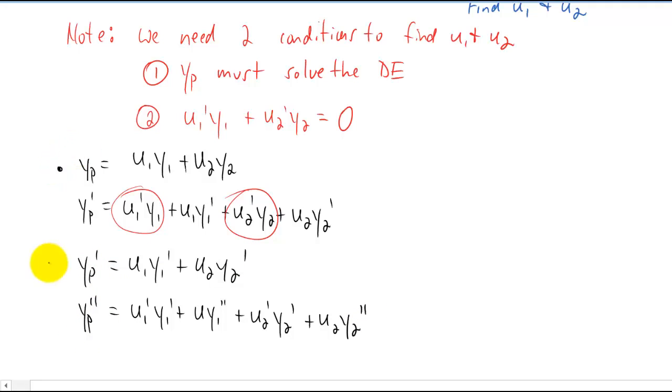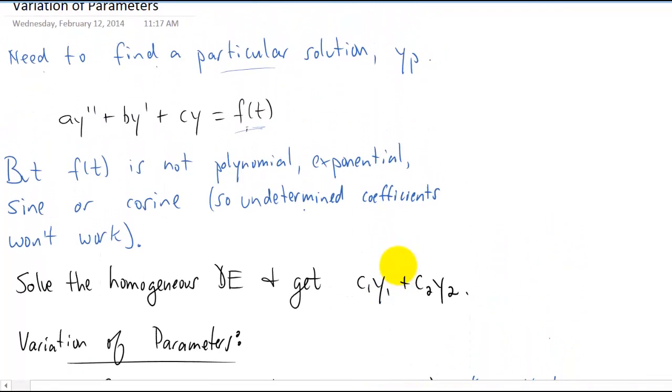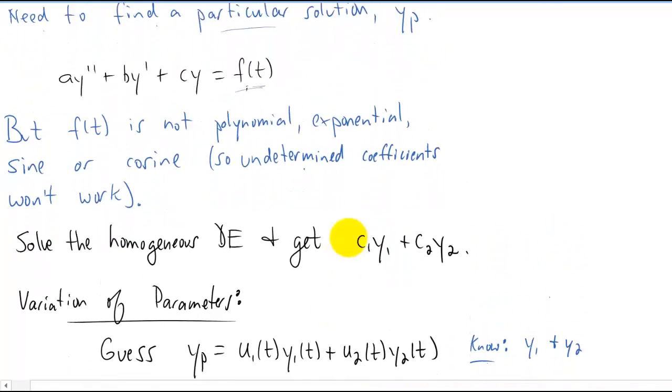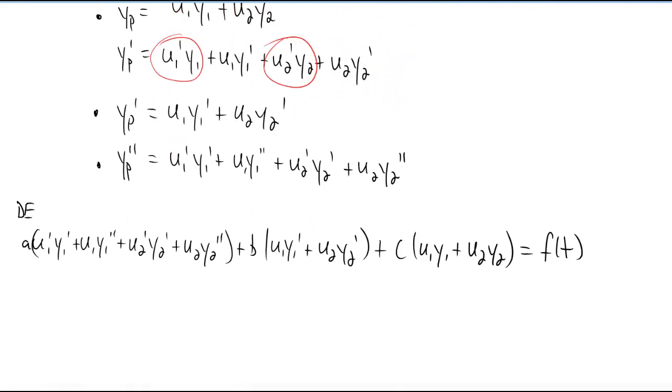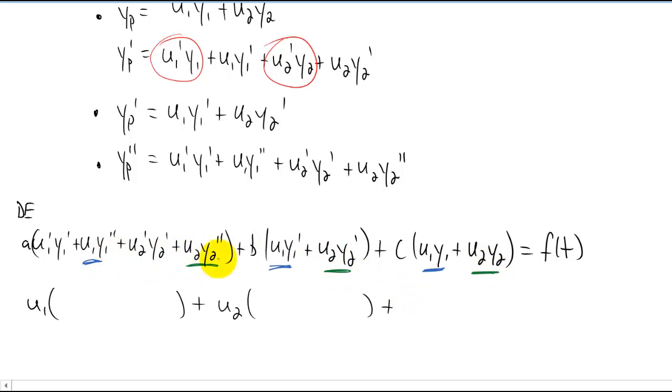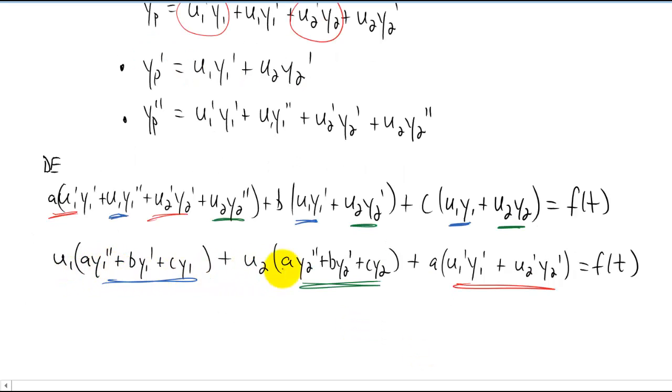Now let's take our guess and our two derivatives and plug that into our original differential equation, just a general DE right here. Alright, I plugged everything in here and it is pretty ugly looking. I would like to group some terms together at this point. I would like to group the u1 terms together, and I would like to group the u2 terms together. So when I group the u1 and u2 terms together, I'm going to factor out the u1 and the u2. So I want to get something that looks kind of like this right here. Here's what I get when I group all of these terms together.